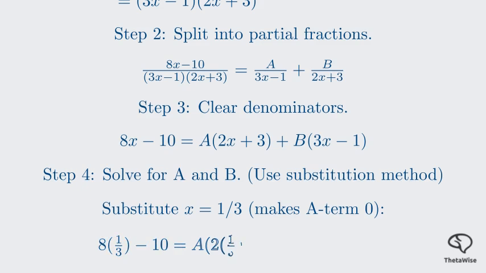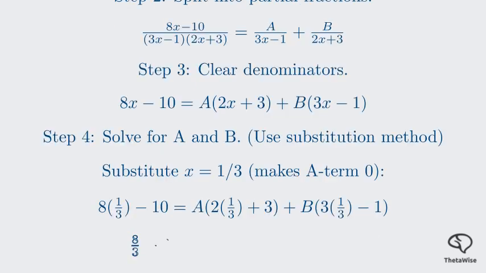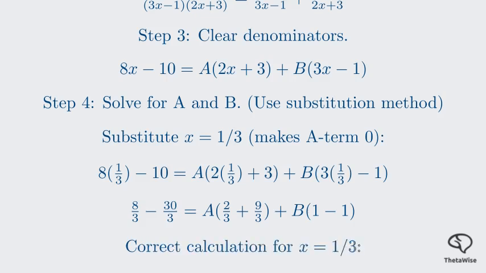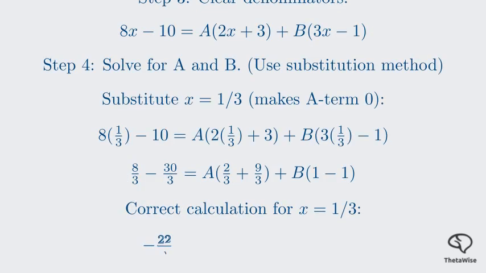We get 8 times 1/3 minus 10 equals a times 2 times 1/3 plus 3 plus b times 3 times 1/3 minus 1. This simplifies to negative 22 over 3 equals a times 11/3, plus b times 0. Wait, let's reevaluate. 2/3 plus 9/3 is 11/3. So we have negative 22/3 equals a times 11/3. This means a is negative 2. Let's correct that from the original notes.